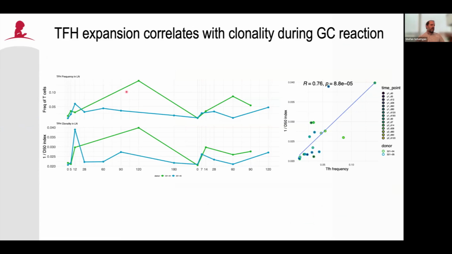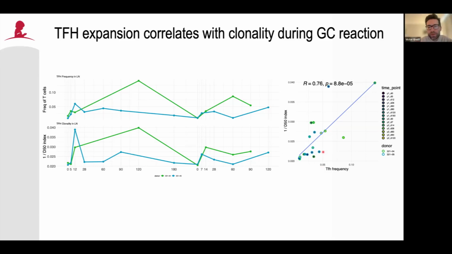The green is donor 4, blue is donor 5. And this is just the frequency of those over time. And then this would be like a reciprocal of the D50 index, just as a measure of clonality. So an increase here would be more clonal. And so basically what we're seeing here is that the clonality correlates with the frequency of the TFH for each of those time points.